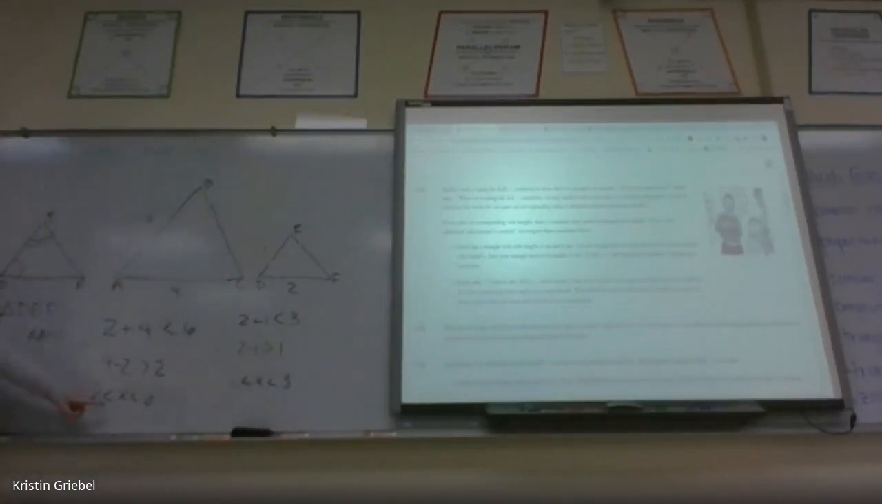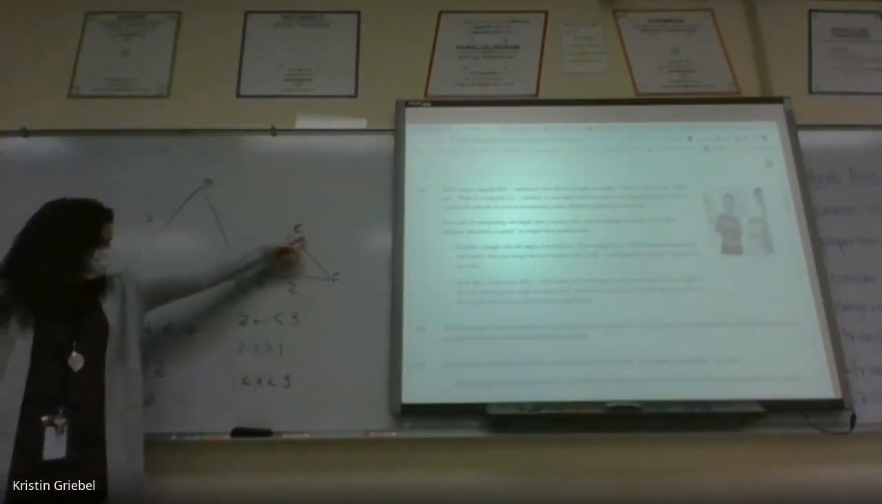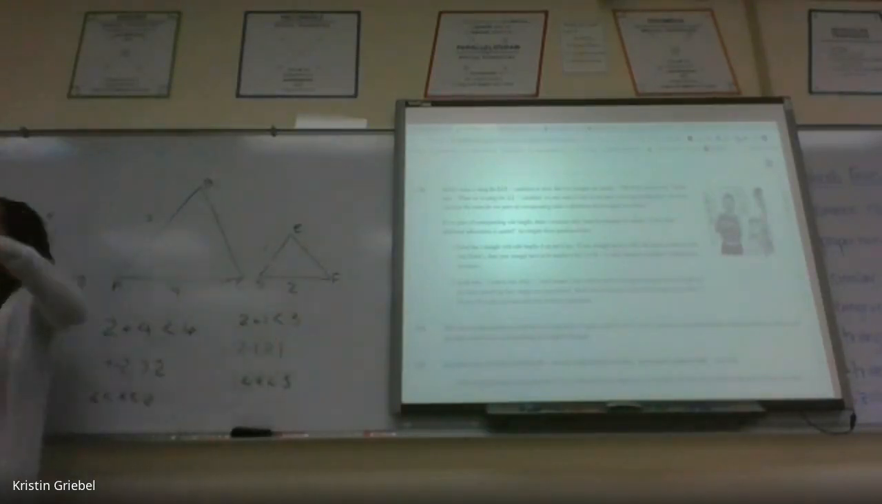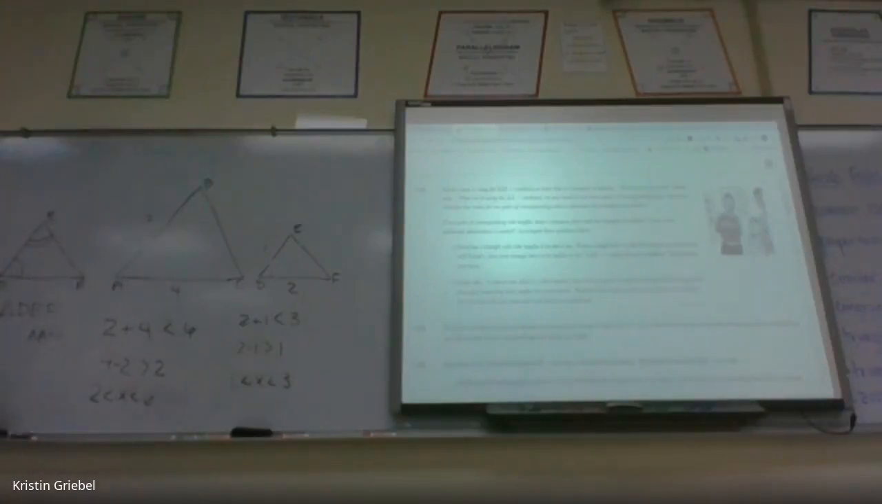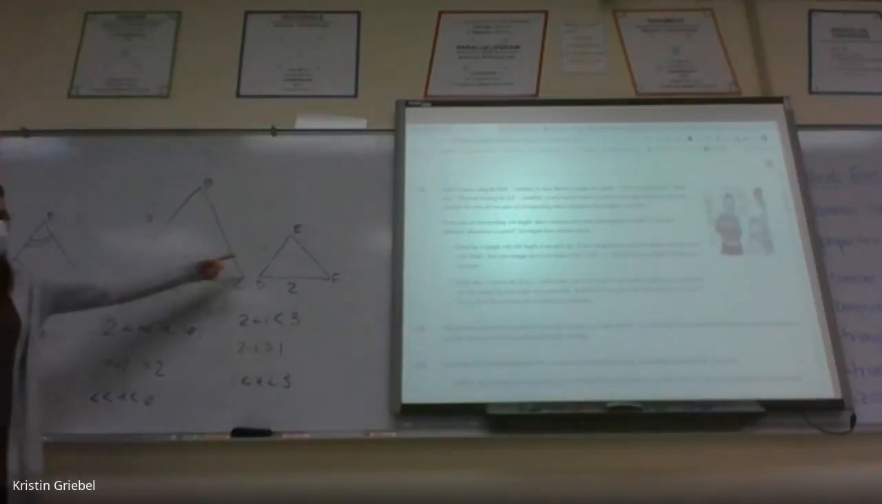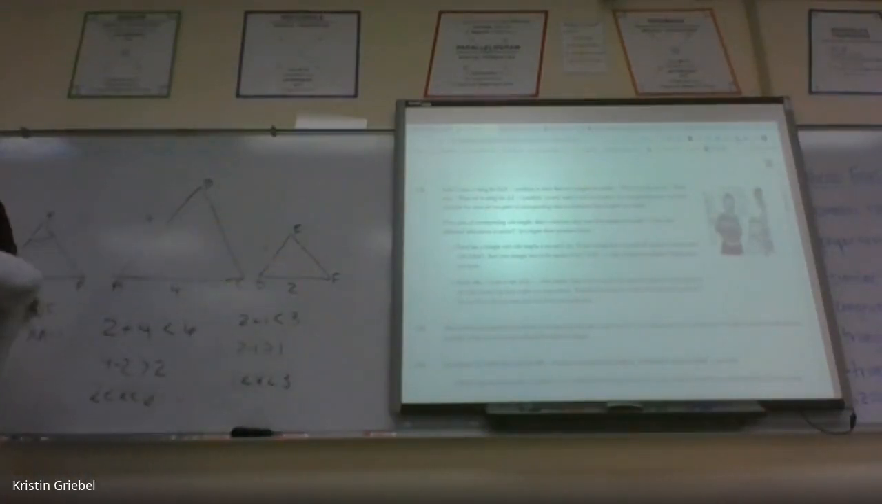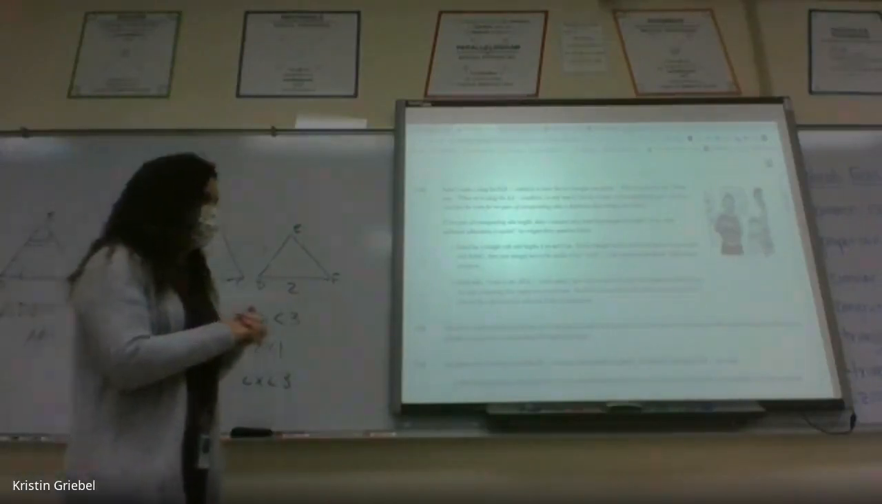So an option here for this side could be 5. And an option here could be 2. And 5 and 2, 5 divided by 2, is that 2? No. So do you see how side doesn't work? It's not enough information. Because that third side can be any number in between whatever the triangle inequality theorem states. So an angle is pretty important most of the time.